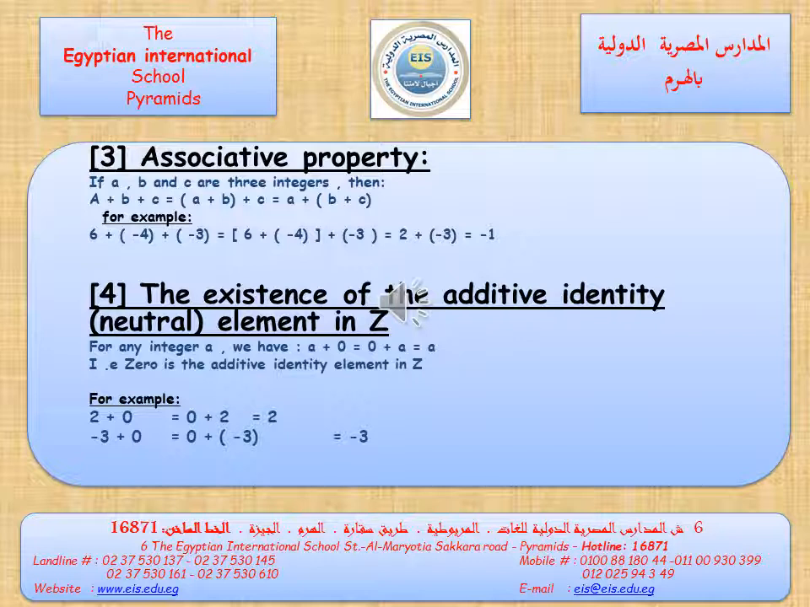Then the fourth property is the existence of the additive identity, or neutral element, in Z. What is the neutral element? It exists in Z, in natural numbers, and in rational numbers, which we will take later. The additive identity is the one that doesn't affect the addition. Which number doesn't affect addition? Zero. 0 plus anything gives the same number. 0 plus negative 2 in the integers gives negative 2. 0 plus 2 in the natural numbers gives 2. 0 plus a fraction in the rational numbers gives the same fraction. So any number plus zero, the additive identity, gives the same number.